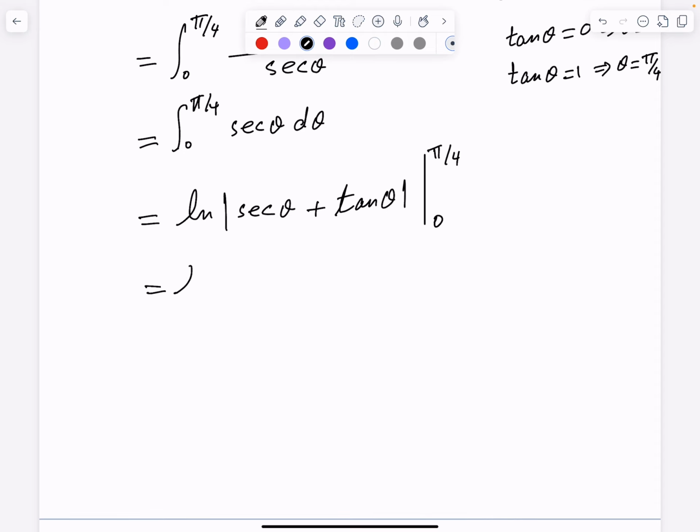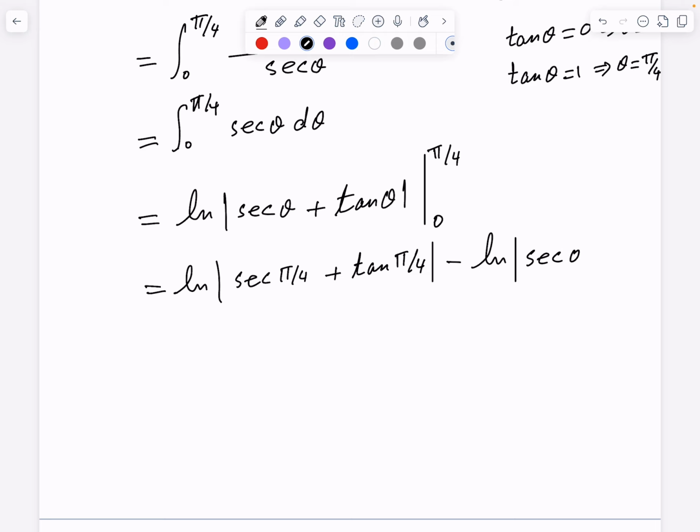Therefore, we have ln of secant pi over 4 plus tan pi over 4, minus ln of secant 0 plus tan 0.